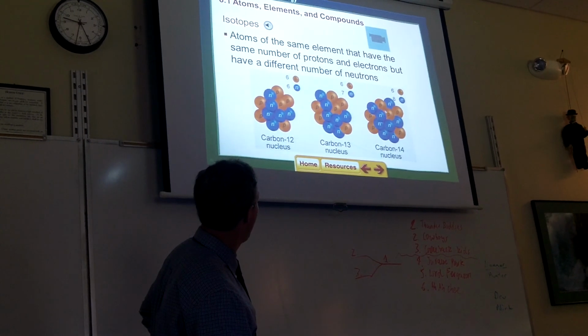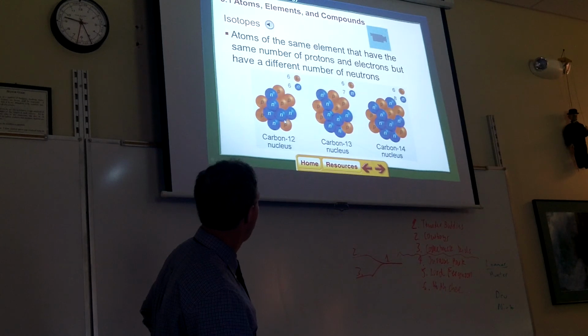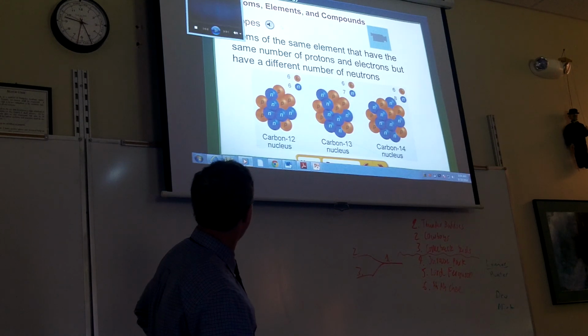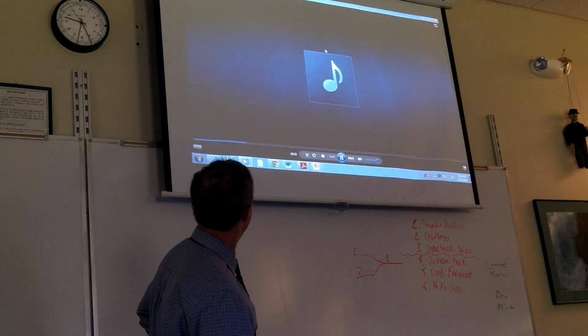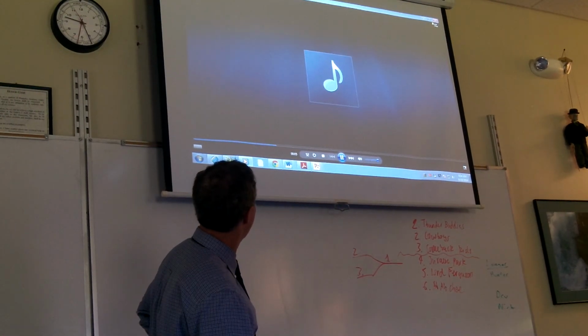So this is heavy carbon, and this is light carbon. All atoms of the same element have the same number of protons, but may vary in how many neutrons they have.